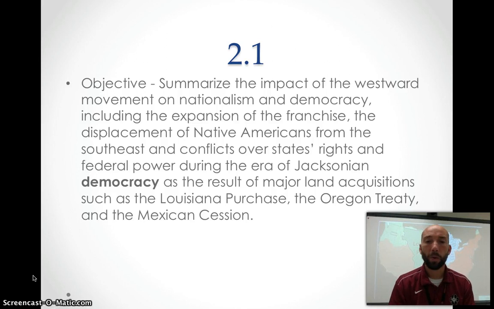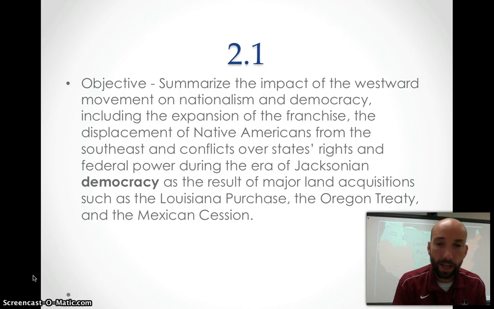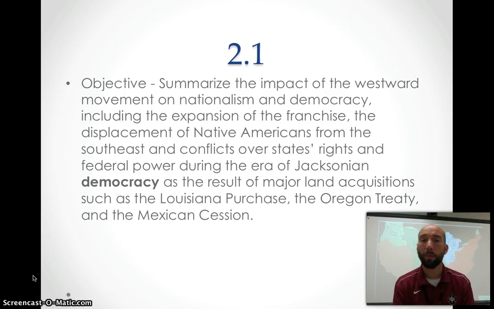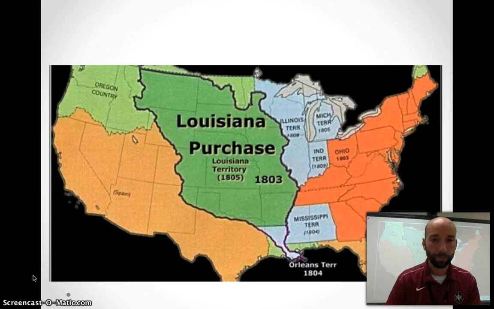In 2.1, we're looking very specifically, and you should be able to do this at the end, you should be able to summarize the impact of the westward movement on nationalism and democracy. If you don't know what those two words mean, then make sure you look those up, including the expansion of the franchise, the displacement of Native Americans from the Southeast, and then also conflicts over states' rights and federal power during Andrew Jackson's term as president, and how that conflict over states' rights and federal power with the major land acquisitions that we get, like Louisiana, Oregon, and the Mexican Cession, is actually going to lead to the Civil War. We'll talk about how that is specifically.